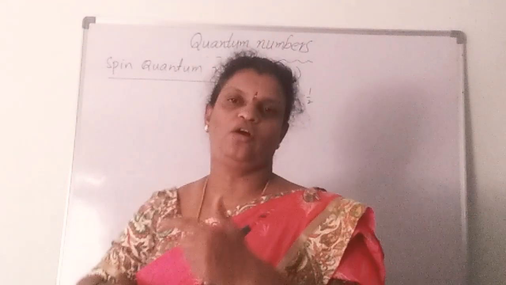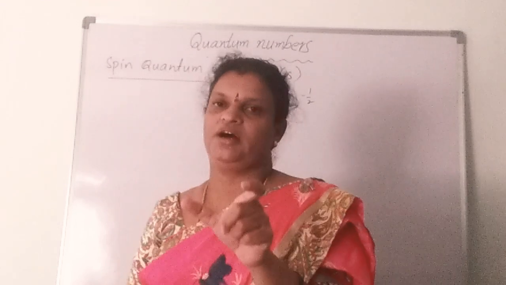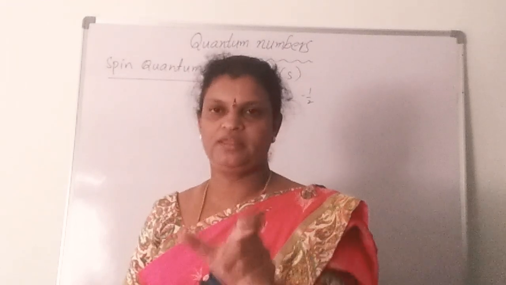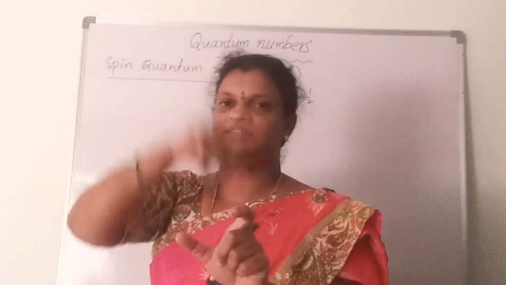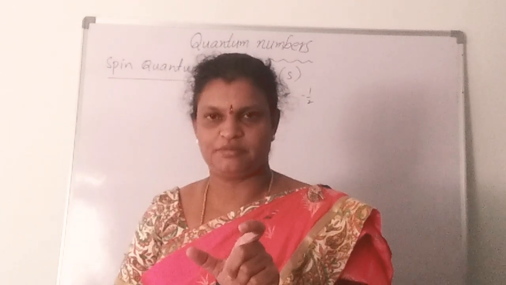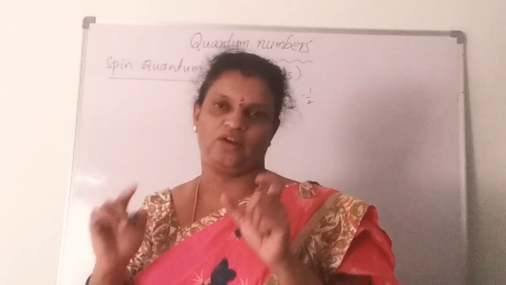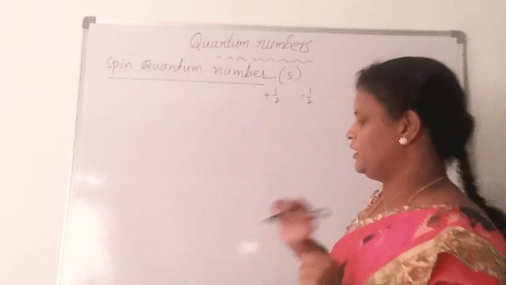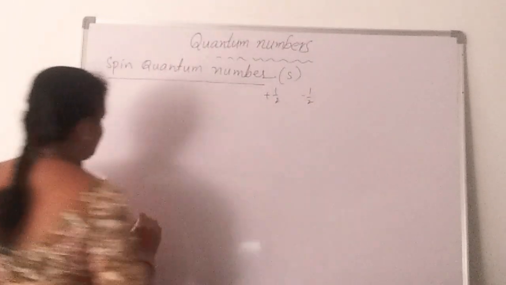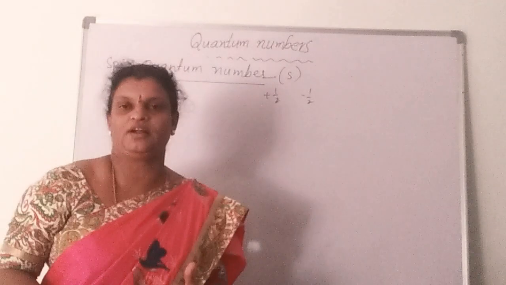So in one orbital, 2 electrons will fit. One electron rotates around its own axis in a clockwise manner. Another electron rotates around its own axis in an anti-clockwise manner. Right. So here, with some examples we'll see, and along with that some more formulas are also there.